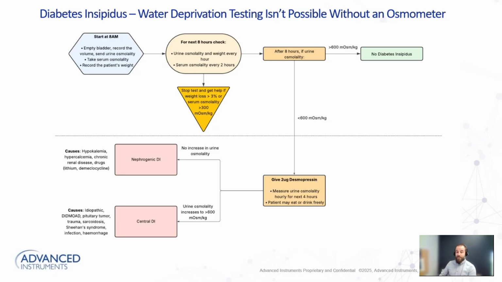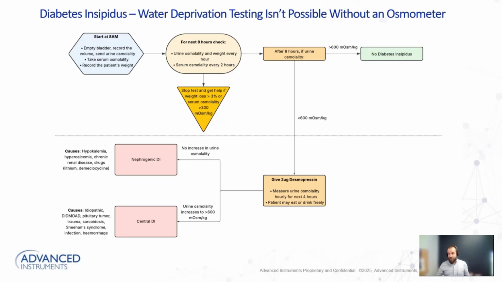So if you don't have osmolality testing in-house, forget about it. You can't perform this because there's no way for you to assess the risk to the patient during the 8-hour process of performing the water deprivation test. So it's really important that you have quick access to those results throughout this entire 8-hour period.